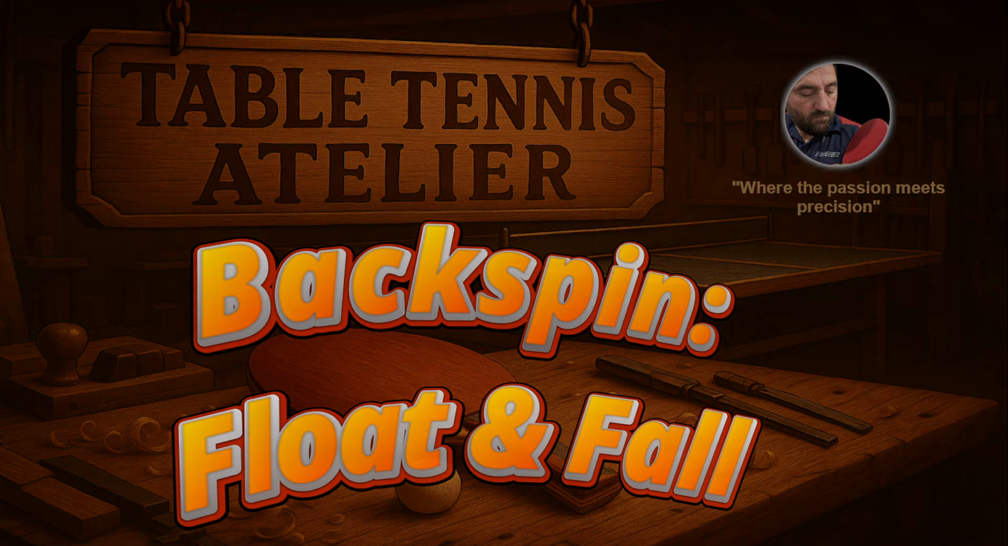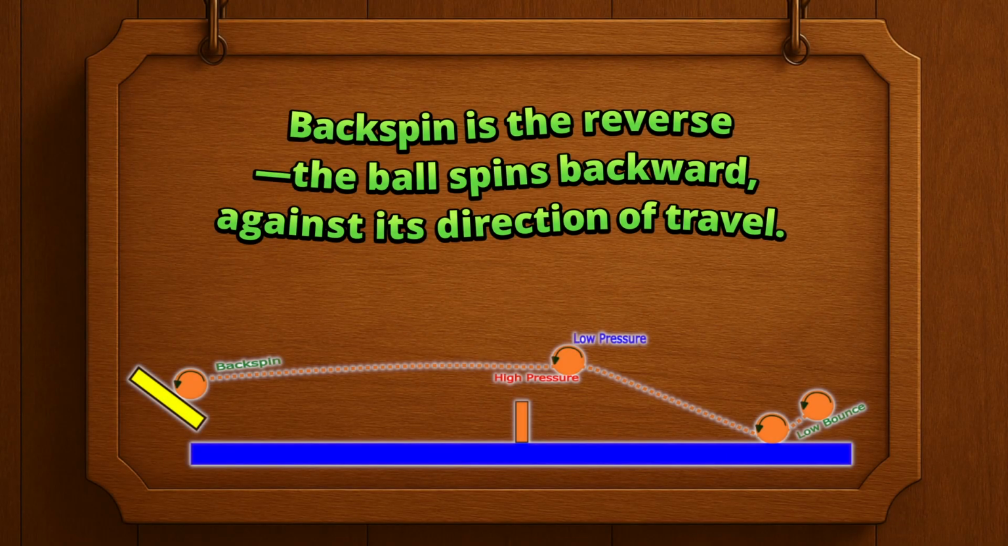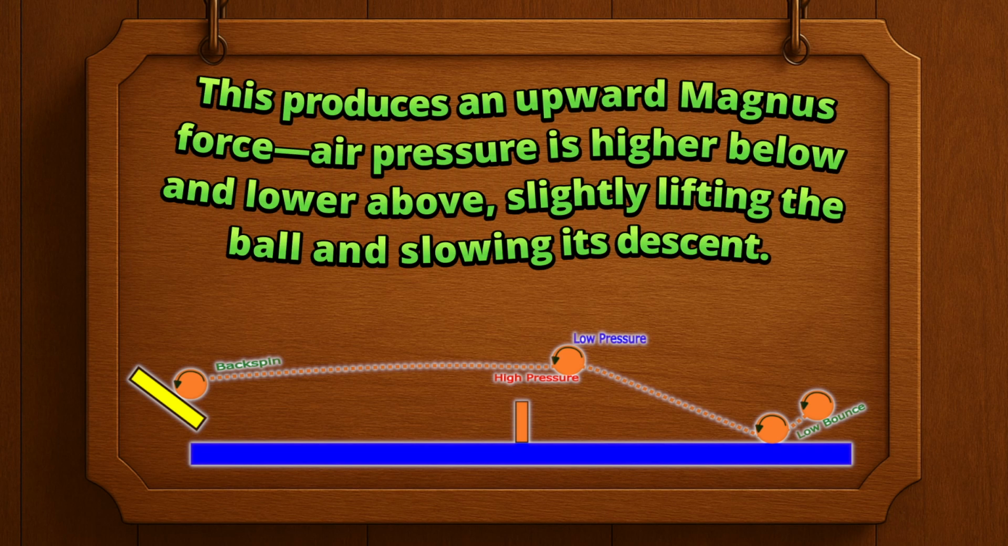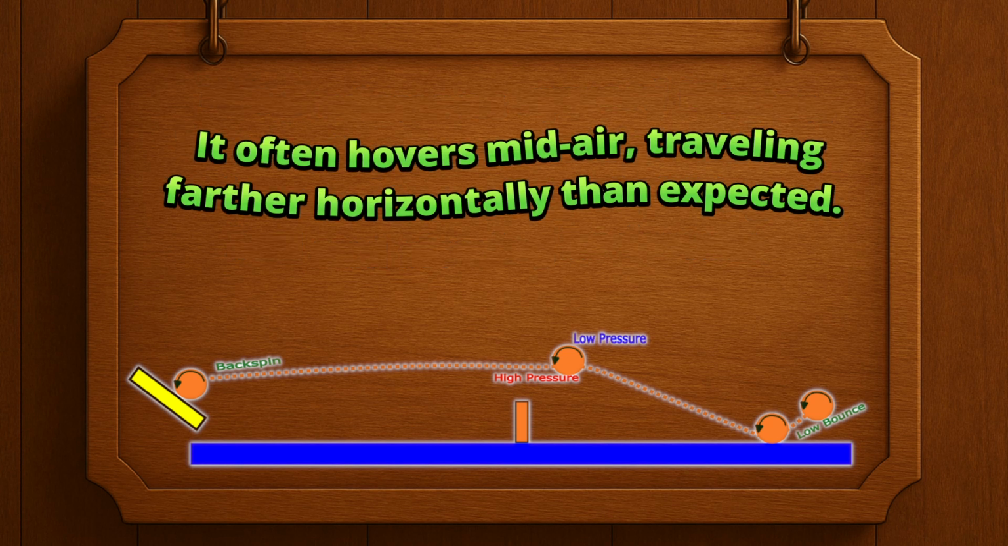Backspin, float and fall. Backspin is the reverse. The ball spins backward against its direction of travel. This produces an upward Magnus force. Air pressure is higher below and lower above, slightly lifting the ball and slowing its descent. It often hovers mid-air, traveling farther horizontally than expected.